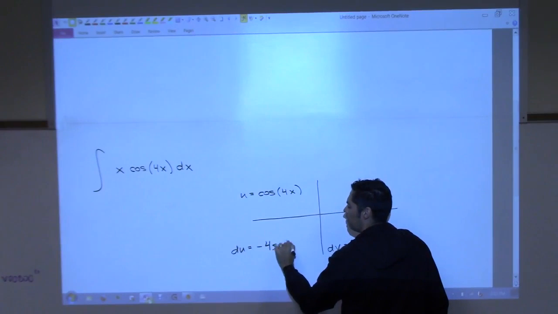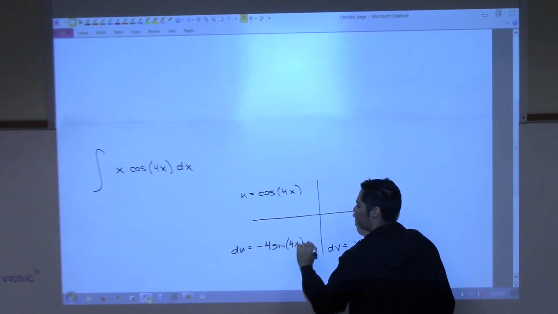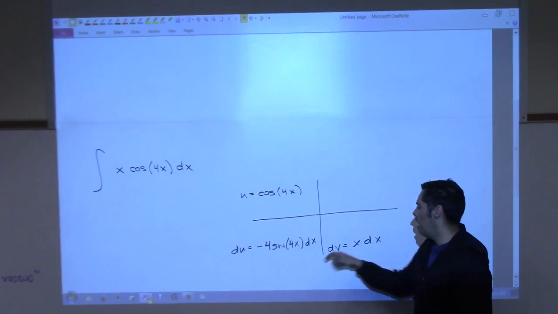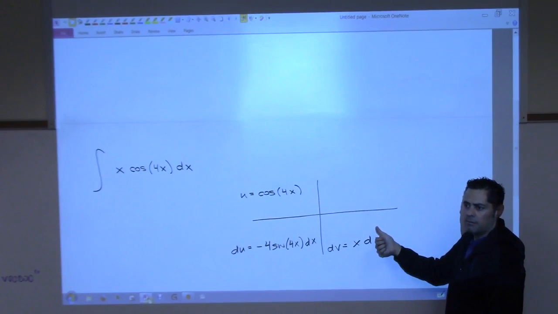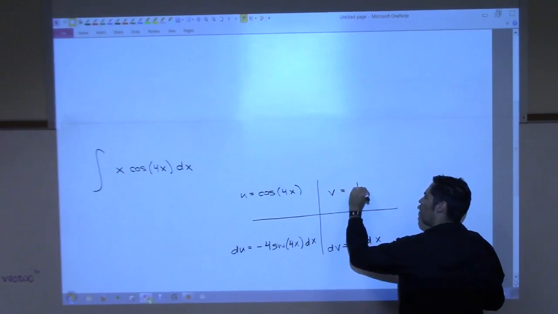The 4 would pop out, wouldn't it? That 4 would pop out because of chain rule. Yeah? And then when I integrate that, I can integrate that. That's just 1/2 x squared.